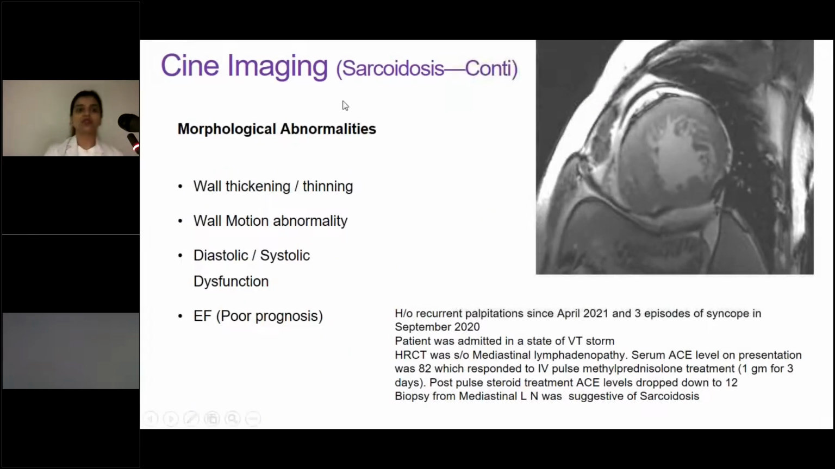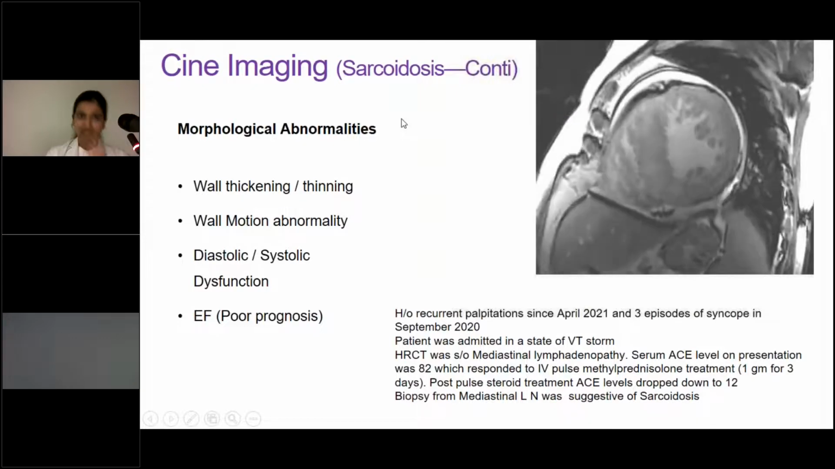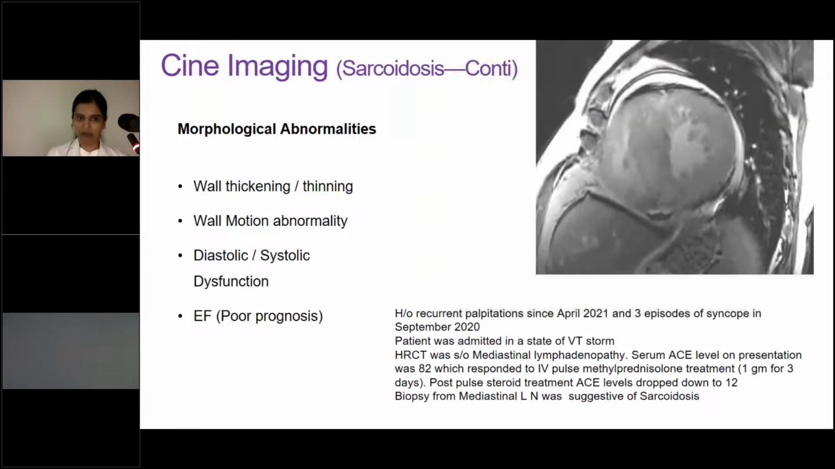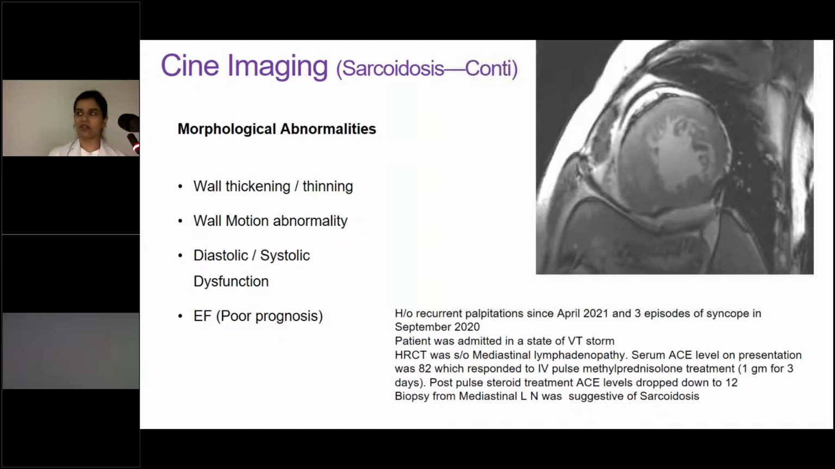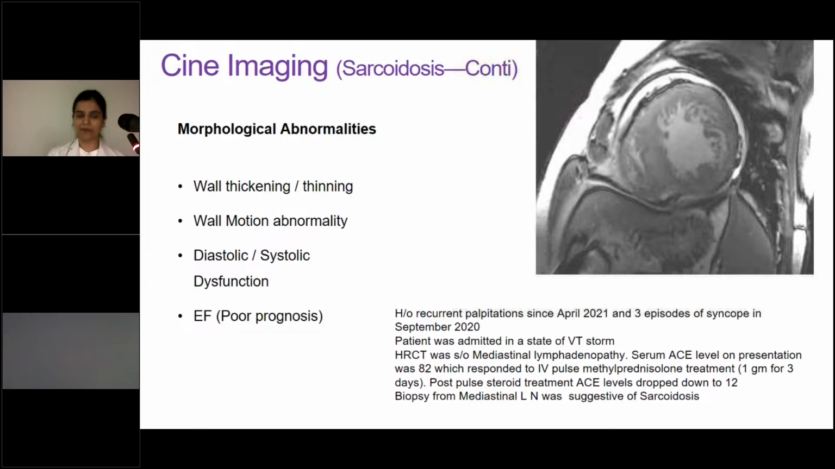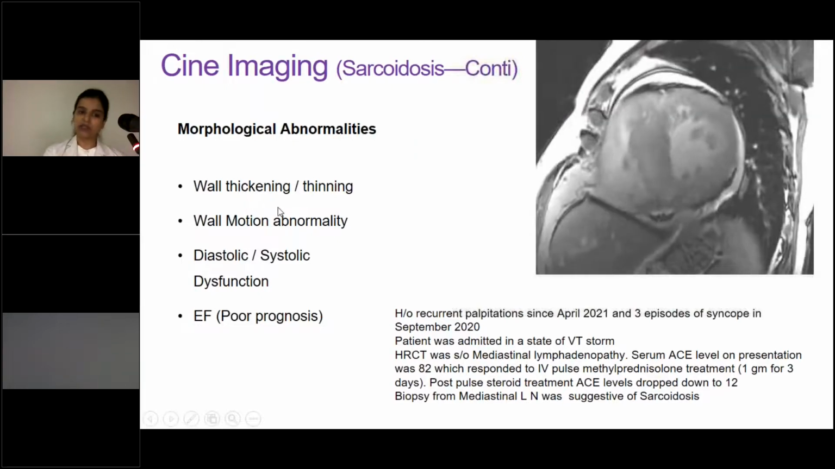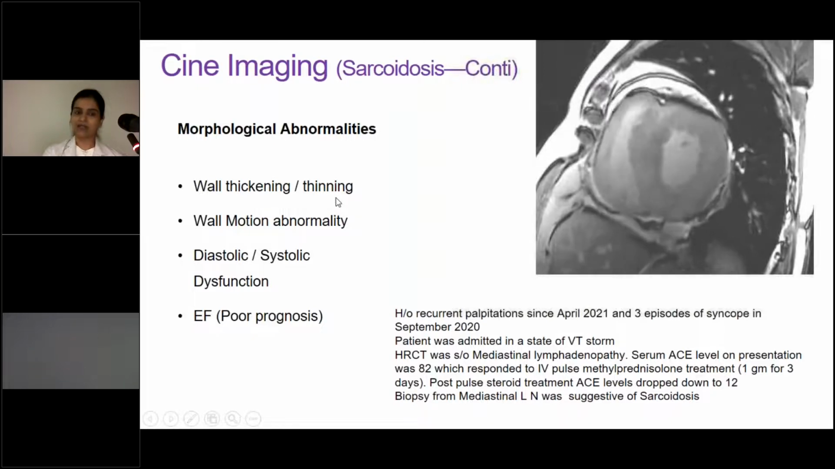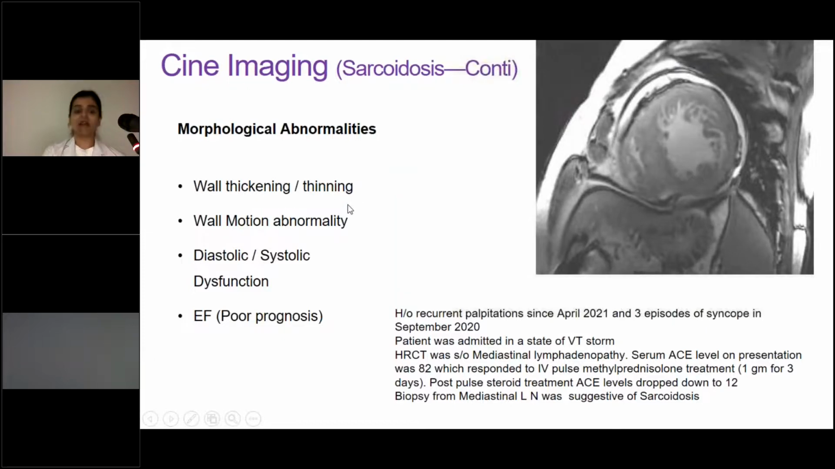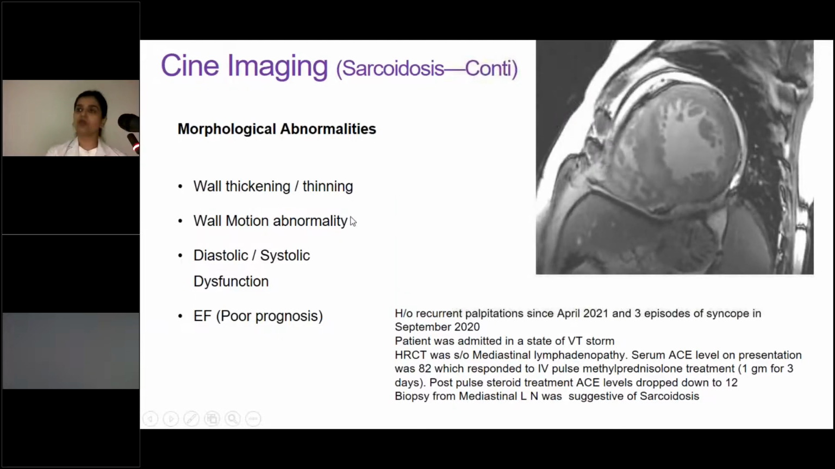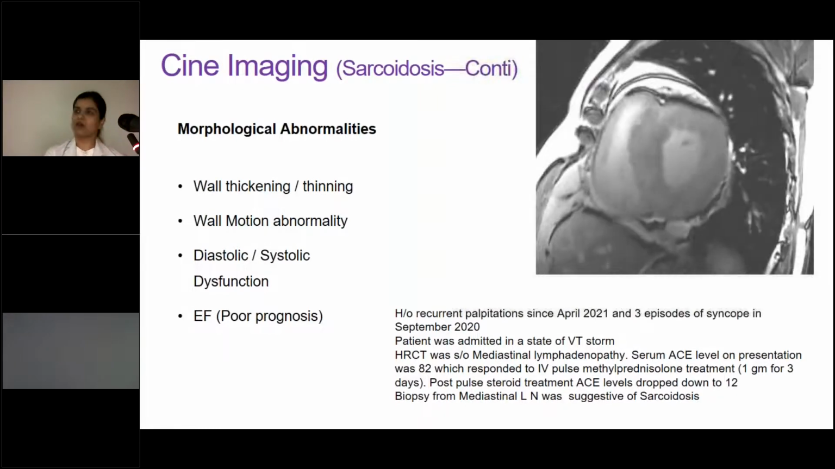So coming on to the imaging manifestations of sarcoidosis on cardiac MRI, we can again segregate the imaging features into morphological and functional abnormalities and tissue characterization using late gadolinium enhancement sequence. So among morphological abnormalities, focal or global wall thickening or thinning of the myocardium can be seen depending on the stage of the disease, that is inflammatory versus fibrotic, and on cine sequences, regional wall motion abnormalities, presence of focal aneurysms, and global hypokinesia is commonly seen.